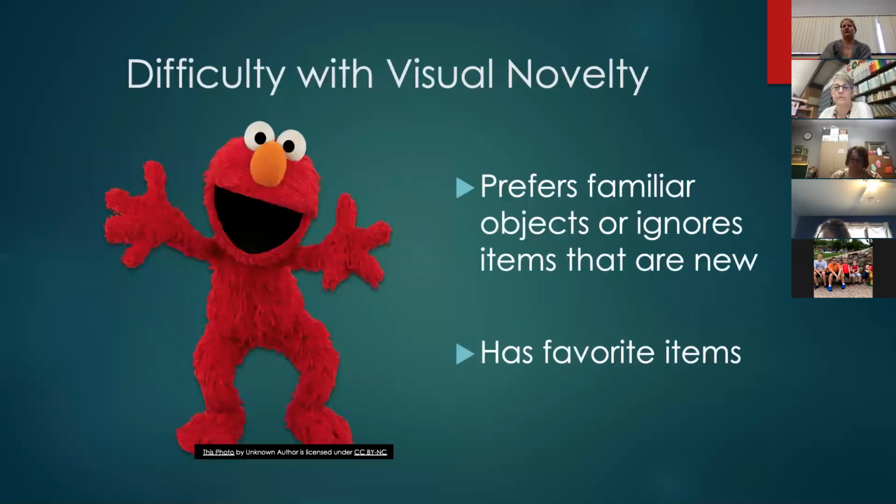Okay, difficulty with visual novelty. Here's a picture of Elmo. A child might have a favorite toy, and that's the only toy that child might want to have. Now you can think that's a familiarity issue. They just are more comfortable. That's true, but then they're also ignoring items that are new. Why? Because their brain has formulated and understands what this image is, okay? But it hasn't transferred that over or generalized that over to other objects.